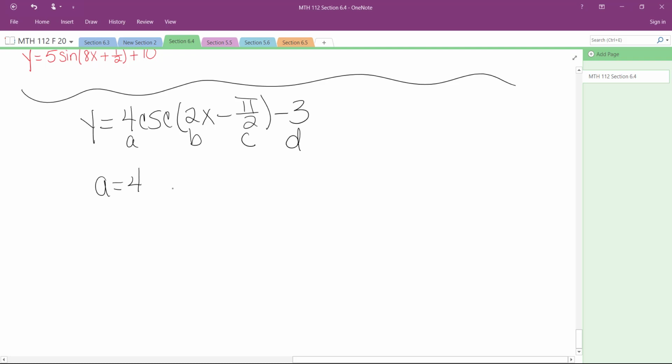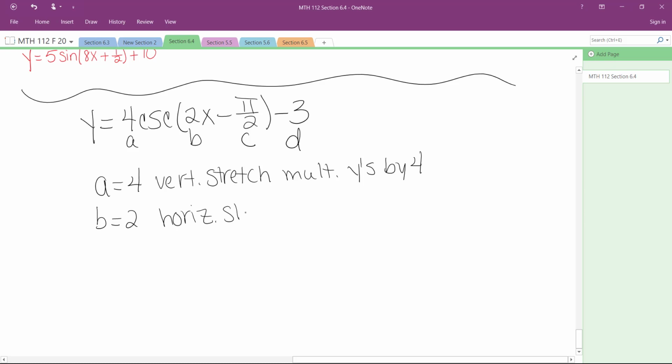My a is 4, so that means I have a vertical stretch. So we're going to multiply all of our y coordinates by 4. My b is 2, so that means I have a horizontal shrink. So I'm going to multiply my x's by 1/2.